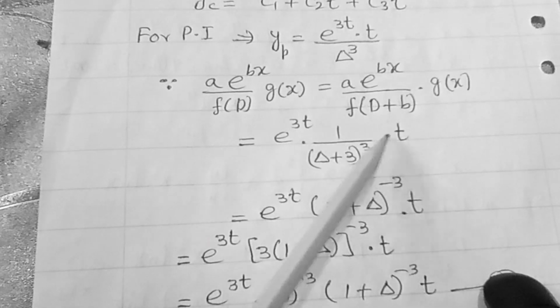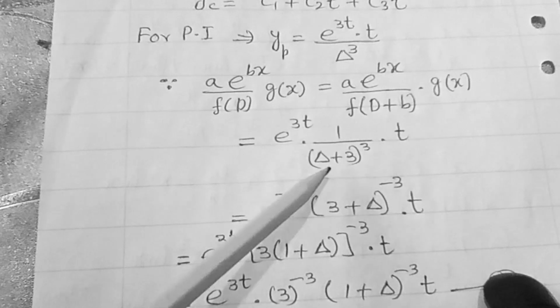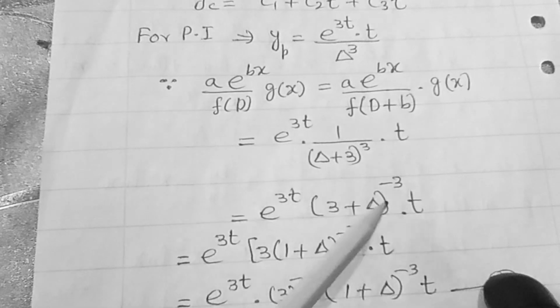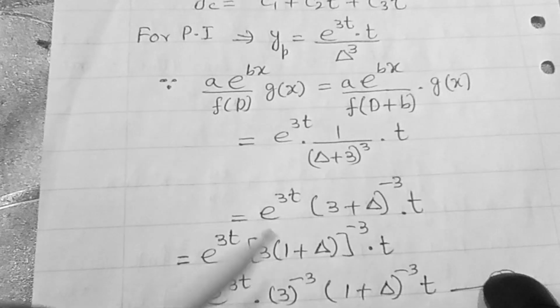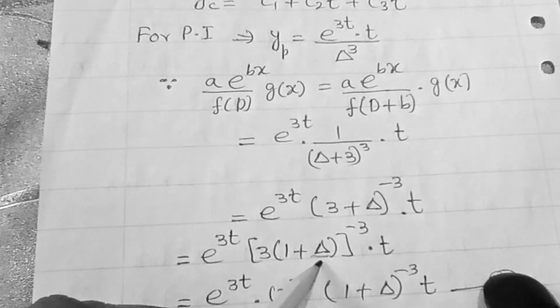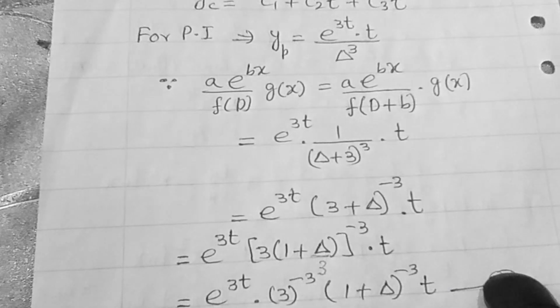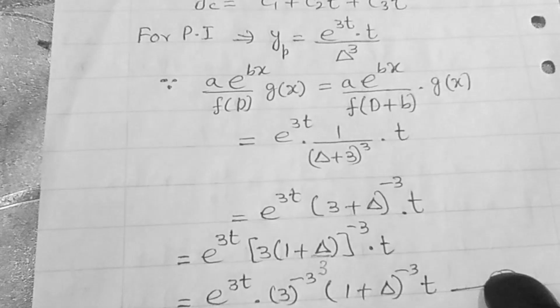delta plus 3 whole cube into t, and shift this term into the numerator, so the power will be negative. Now we'll break this by taking common 3 from this term. When we take the common 3 from here, 3 we will write here in the denominator, because 3 is not present with the delta.